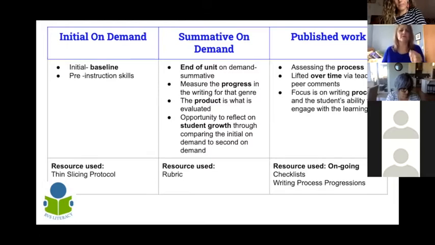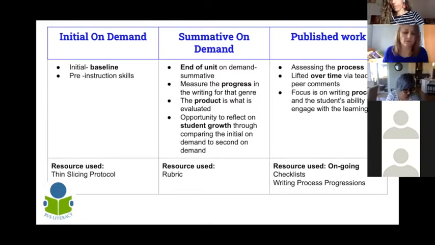But really, truly, we also want to take this and have an opportunity to look at the growth that has happened from the beginning on demand to the second, our summative on demand. And we want to make sure that those strategies and the work that we've been doing over the course of the unit has really been supporting those students as they grow.